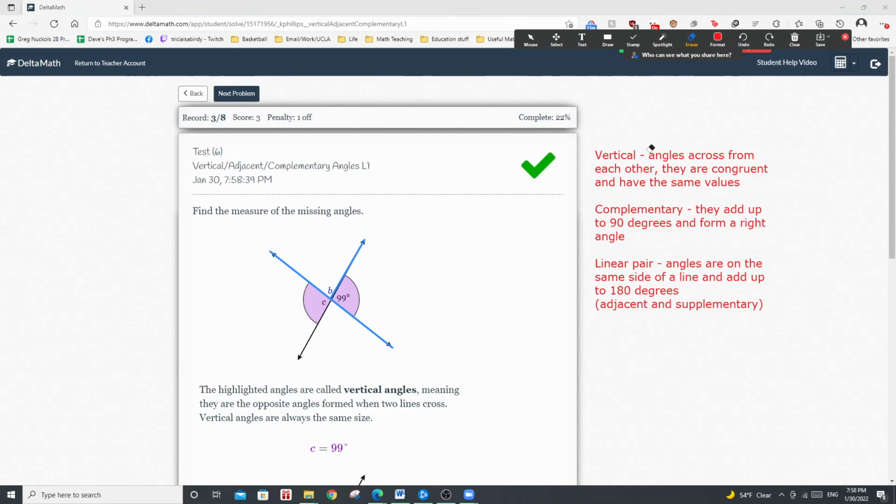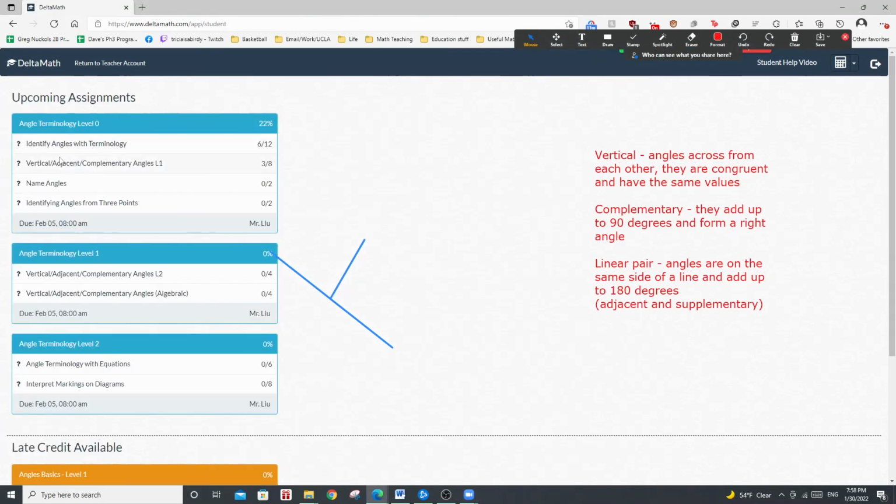Ta-da! All right, so doing these two are the two new ones you have to do. And that concludes our angles terminology level 0. The other two are review from last one. So if you need help, review the previous videos.